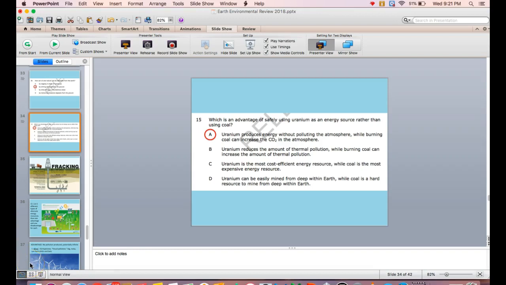And that's all for this part. So you should have down through the energy sources complete.